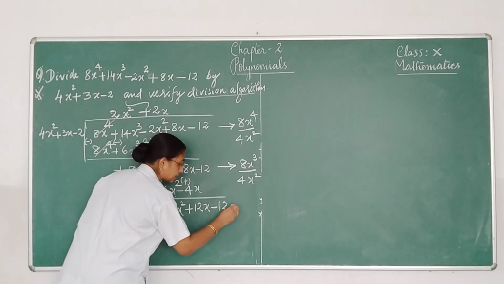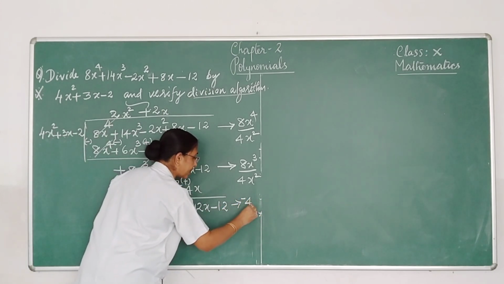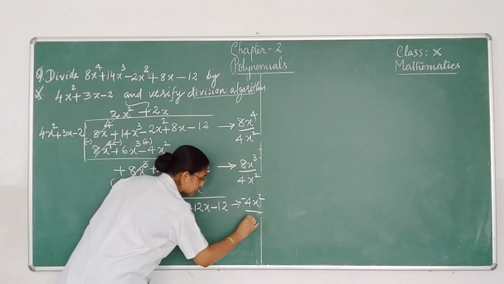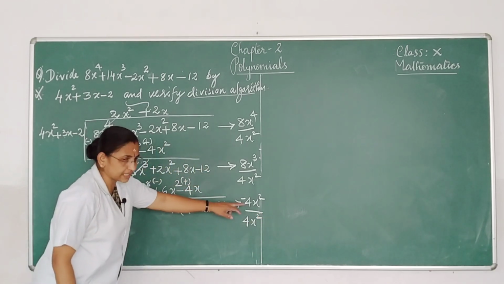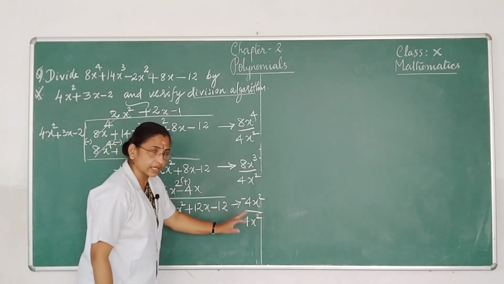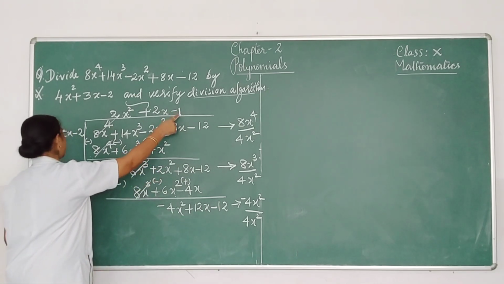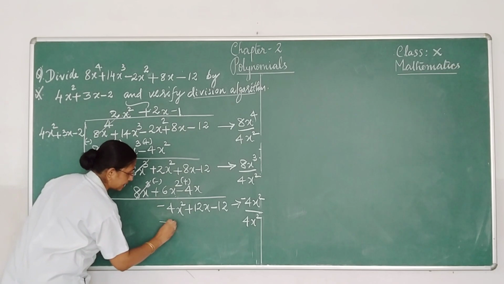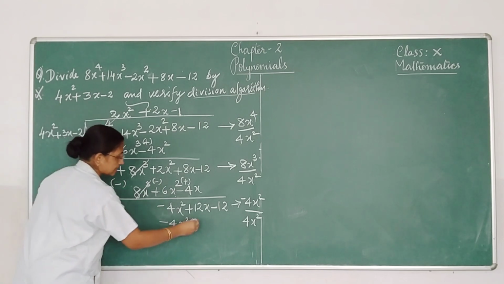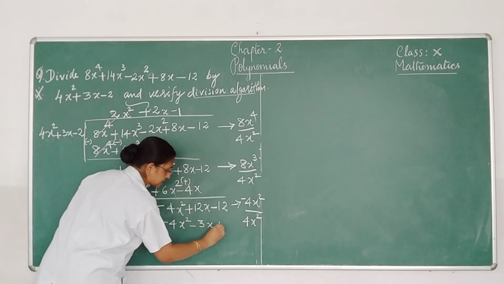What next term? Next term you will get from here. The first term of the new dividend, minus 4x square, you need to divide with the first term of the divisor, plus 4x square. What is minus 4 by 4? Minus 1. x square divided by x square is 1 itself. So minus 1 is the last term of the quotient. Now multiplying minus 1 into 4x square, minus 4x square; minus 1 into plus 3x, that is minus 3x; minus 1 into minus 2, plus 2.